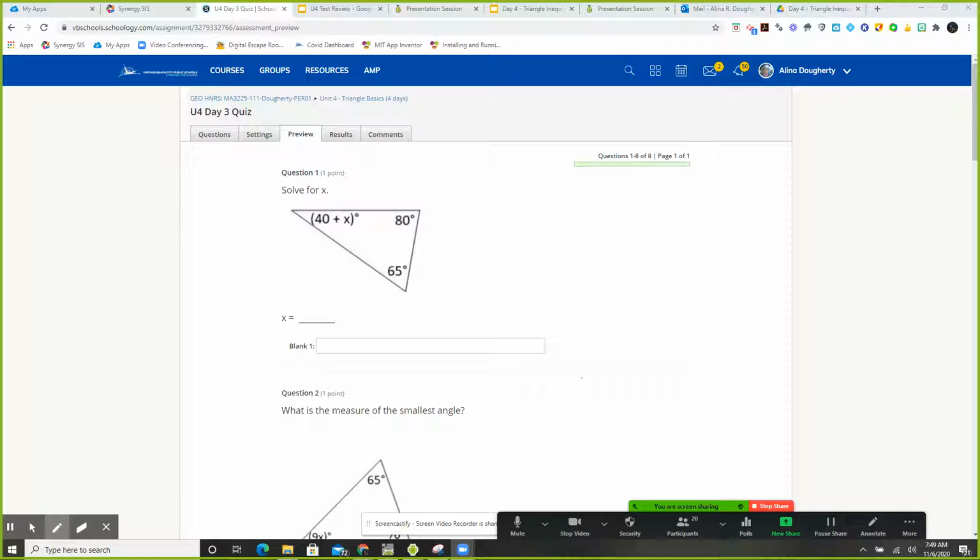40 plus x plus 80 plus 65 equals 180. So I've got the first angle plus the second angle plus the third angle equals 180 degrees in that whole triangle, right? And we just add them up and solve.